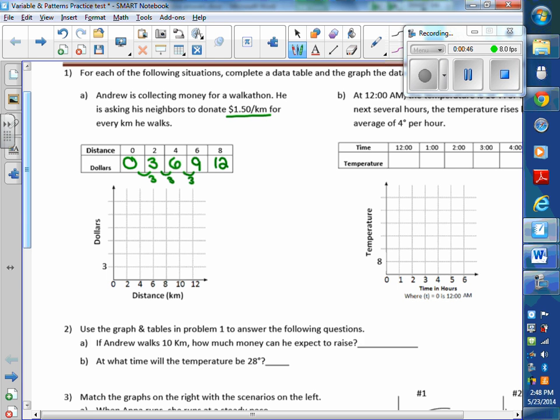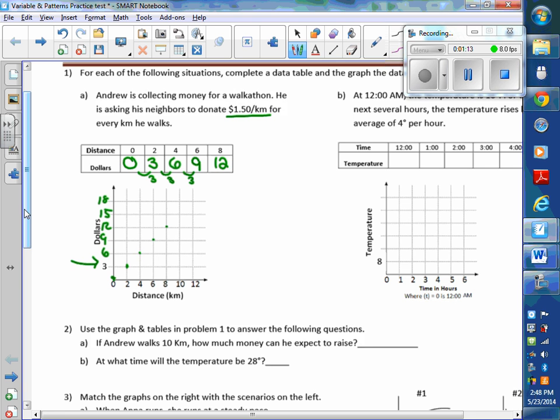So this is 12. So when you plot those points here, you just would have these points here. This would be 6, 9, 12, 15, and 18, because that tells us we're counting by 3. That's right. So you'd have the point 0, 0, the point 2, 3, the point 4, 6, the point 6, 9, and the point 8, 12.